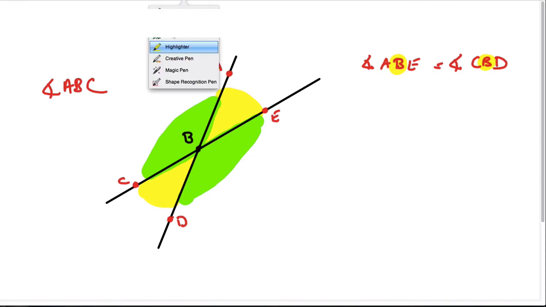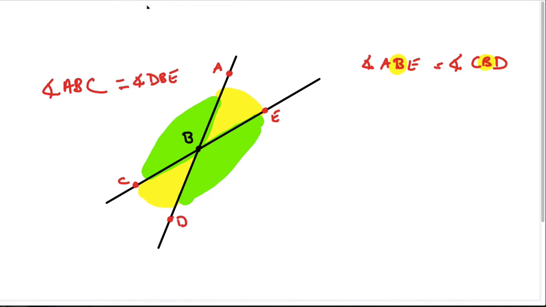Let me write this out formally. This is the angle DBE. It's a little bit messy. All right, so the two green angles are equal to each other, and the two yellow angles are equal to each other. And I suppose a quick way to prove this is by just copying.